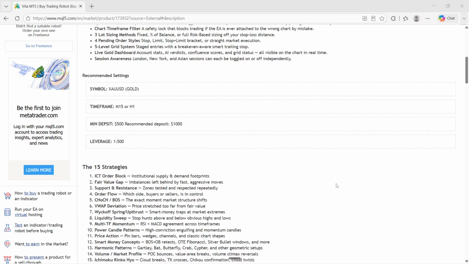Overall, I'll say Vita EA is a feature-rich multi-strategy confluence system for gold with an optional real AI copilot. The shared backtest showed controlled growth and low drawdown under the tested settings. Independent verification, conservative risks, and clear limits on any grid usage are essential. Always trade with money you can afford to lose.